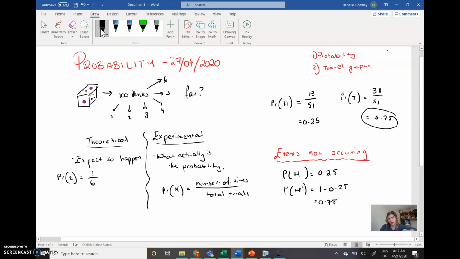Now, why is it 1? It's 1 because the probabilities of all the possible options have to add up to 100%. And we know 100% as a decimal is just 1. So we say it's 100% chance because something has to happen, minus the probability that we know, and that gives us the probability of the thing that we don't know.